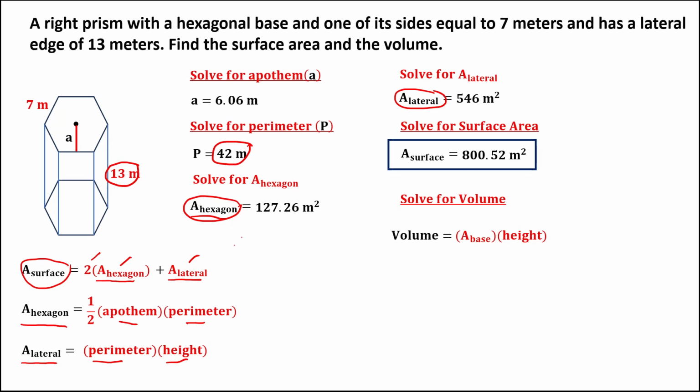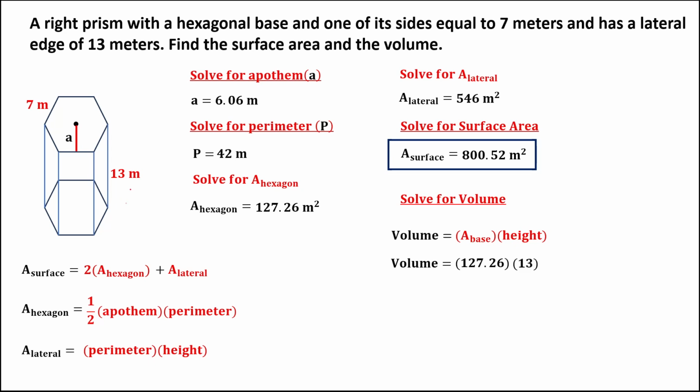Then to find the volume, the formula for the volume is the area of the base, or the area of the hexagon because the base is hexagonal, times the height. So to find the volume, since the area of the hexagon is 127.26, times the height, and the height is 13. Therefore, the volume is equal to 1654.38 cubic meters.